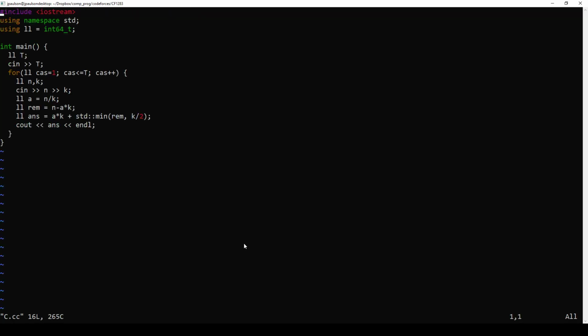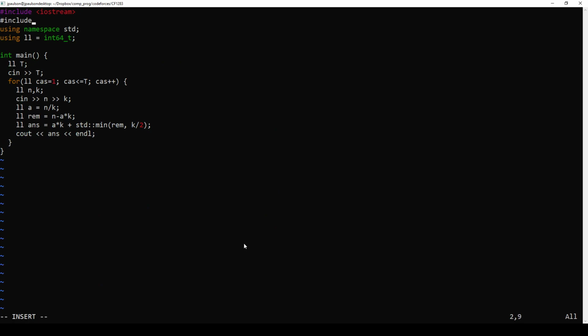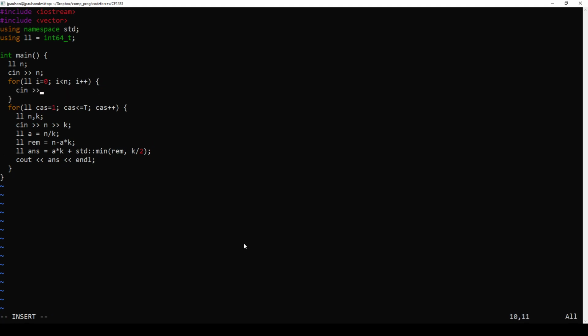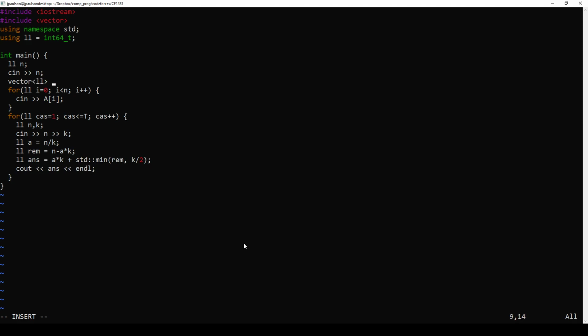So again, we'll start with the same set of code. I think now we're going to want to use vector, which is like a list, an array. So this is only one test case. We're going to declare a vector of 64-bit integers of length n, starting at all 0, and then we just read them in.